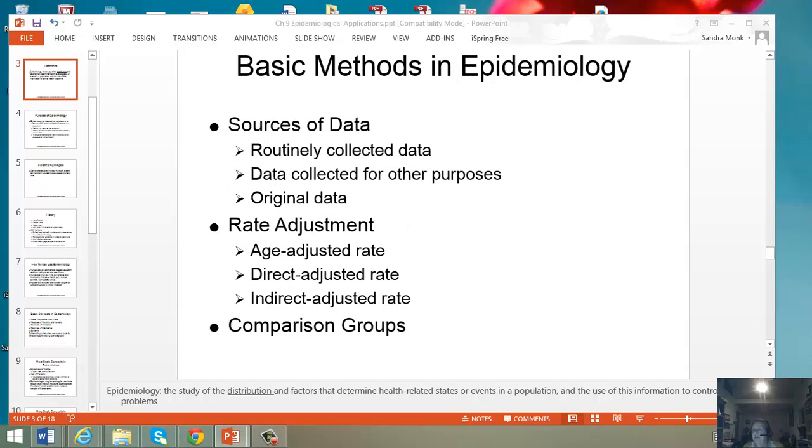Some other basic methods in epidemiology are sources of data. These could be routinely collected data like census data, vital records, surveillance data. Maybe that's all we're studying.